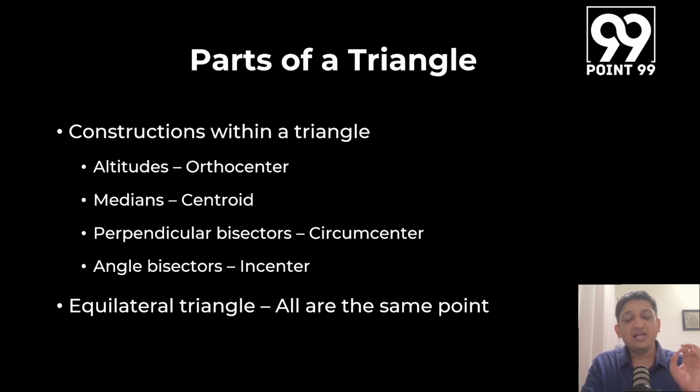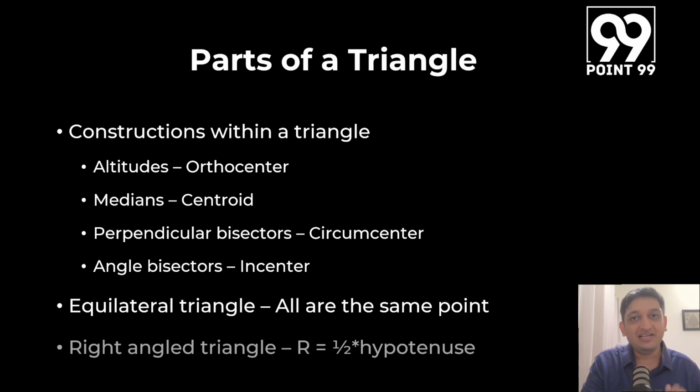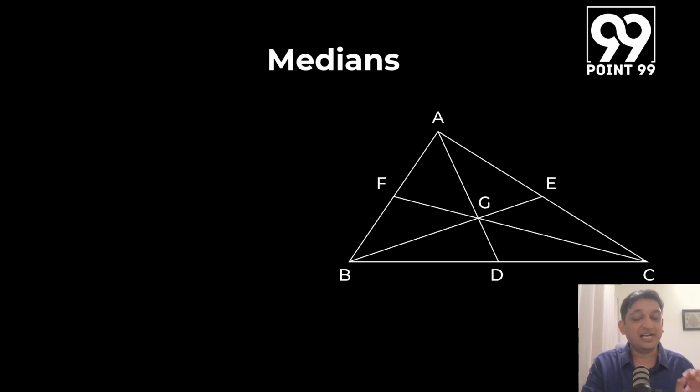One thing to remember: in an equilateral triangle, all four points that I mentioned here will converge and be the same point. So the orthocenter is the same as the centroid, the same as the circumcenter, the same as the incenter in any equilateral triangle. In a right angled triangle, you have one small thing: the circumradius will be half the length of the hypotenuse.